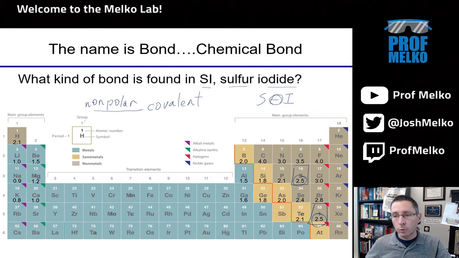Okay, if sulfur was bound to fluorine, fluorine has a much larger electronegativity value, so it would hog the electrons. That would be a polar bond, a very polar bond between S and F. But between S and I, sulfur and iodine here, it's going to be nonpolar covalent based on these electronegativity values, which is how I'm teaching it for the current course.